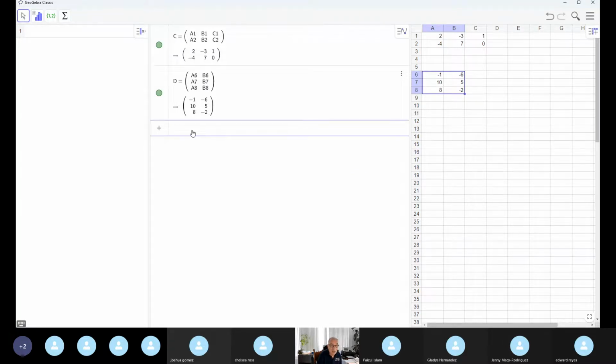Now, suppose I need to perform the multiplication. Multiplication is in the other line, here in the CAS, I suppose. You multiply capital C times D. The multiplication on the keyboard is Shift 8. You press enter, and you get the answer.